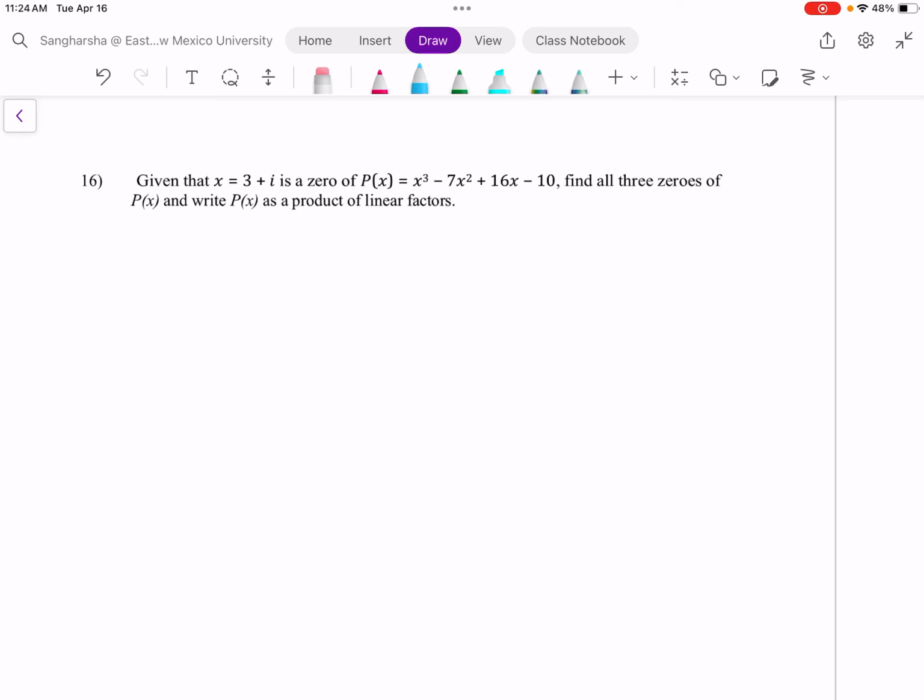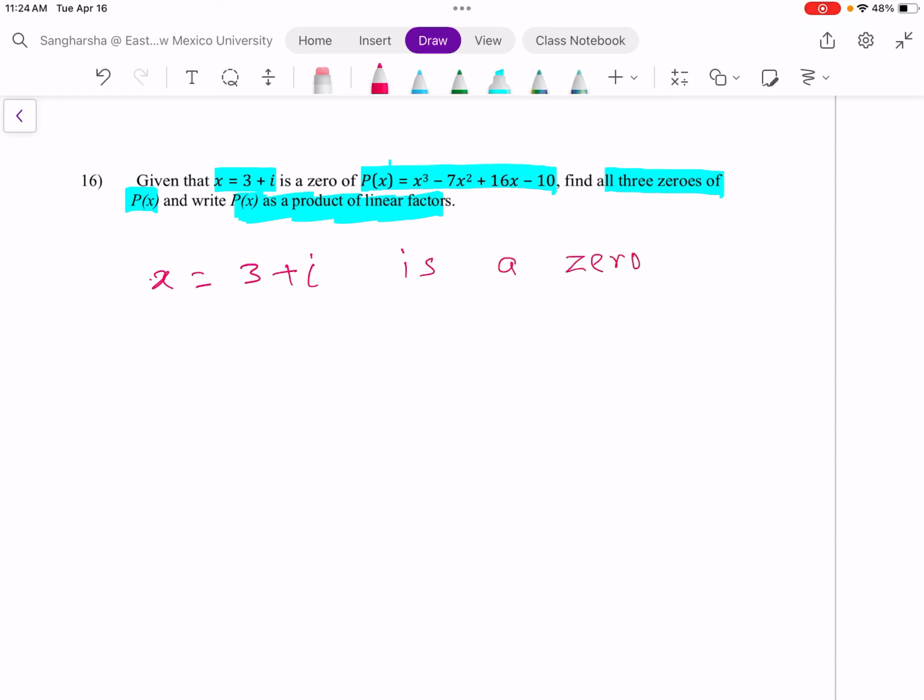So here we have x equals 3 plus i is a 0 for this polynomial. We need to find all three zeros of this function and write the polynomial as a product of linear factors. Okay, we know that x equals 3 plus i is a 0. This is what is given to us. And what kind of 0 is this? Is this a real 0 or a complex 0? It's a complex number and it's a complex 0, right?